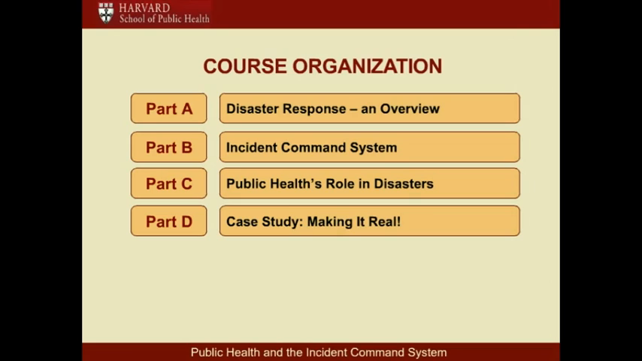This course is divided into four modules. Part A is an overview of the disaster response cycle. Part B is a review of the Incident Command System and its underlying principles. Part C is a look at public health's role in the disaster response cycle as it relates to the Incident Command System. In Part D, we'll take a look at a case study where the principles we've talked about in Parts A, B, and C are applied. And we'll finish with a course summary where we'll go over the principles of the course so far.